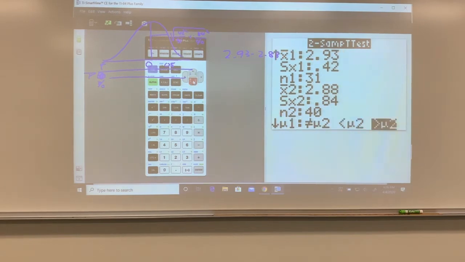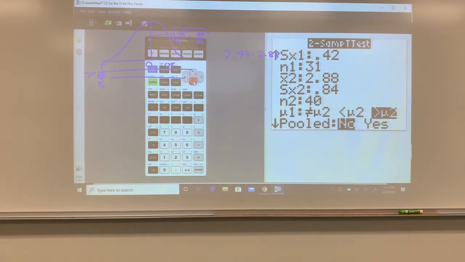Okay? Now I'm going to come down here, and I have my three choices. What's flashing is the two-sided test, which I don't want. I want greater than, because the way I set it up, it was, following the cursor here, is the on-campus kids, X bar 1, greater than X bar 2, the off-campus kids. So I'm going to leave it there.